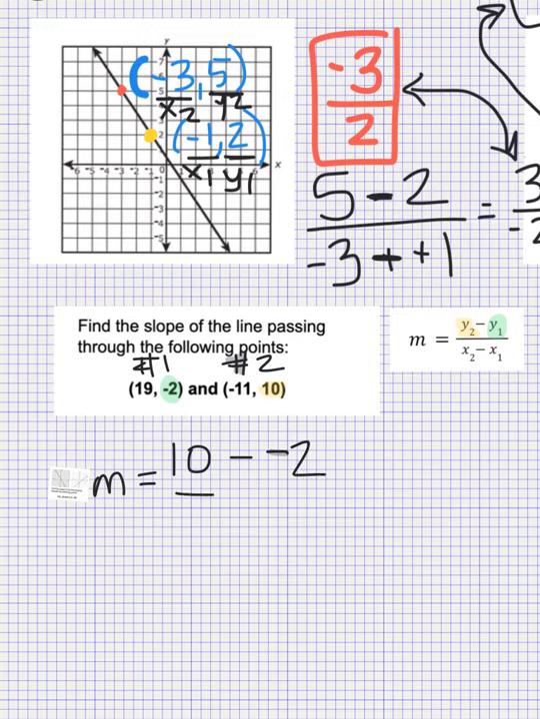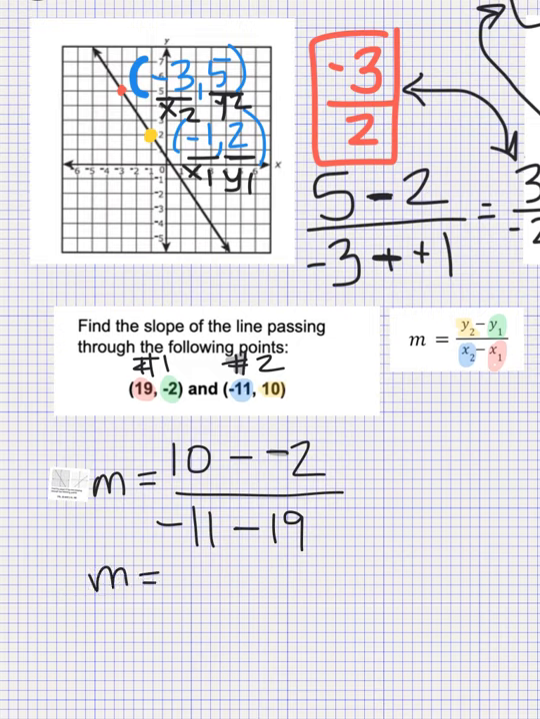10 minus -2 over. Now I need my x values. So x2, x2 would be this guy right here. So that will replace this in our formula. So we have -11 minus, and finally we need x1, which would be this last value, and that replaces this one. So that's 19. All right, I have it all written out now.